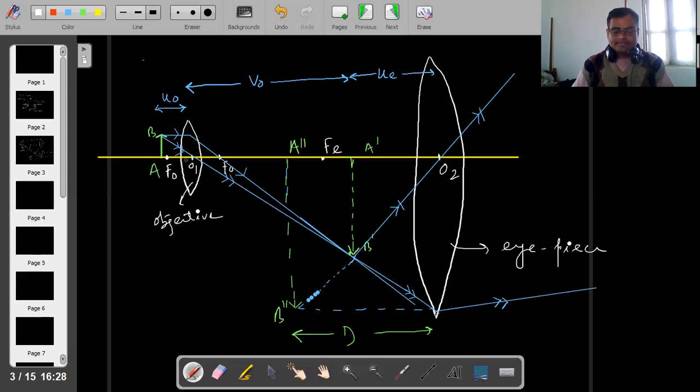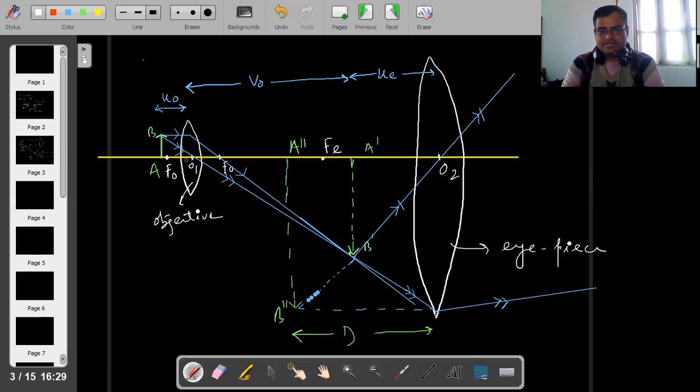After refraction, its image A dash B dash is formed in between optical center and focus of eyepiece.